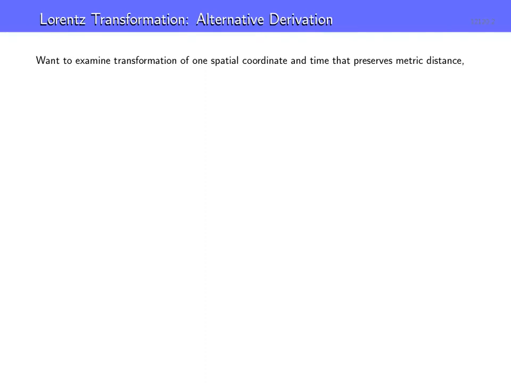So we want to look at the following transformation: t goes to t prime, x goes to x prime. Remember, we're talking about boosts here, so we're boosting in the x direction, but the perpendicular directions are unaffected. So y is equal to y prime and z is equal to z prime. We're not going to consider those from here on out. We'll just consider the two-dimensional spacetime of t and x, or t prime and x prime, and we want to do this such that the metric remains the same.